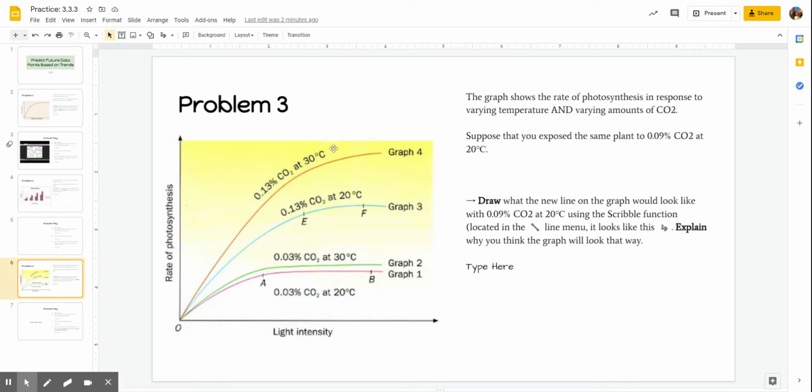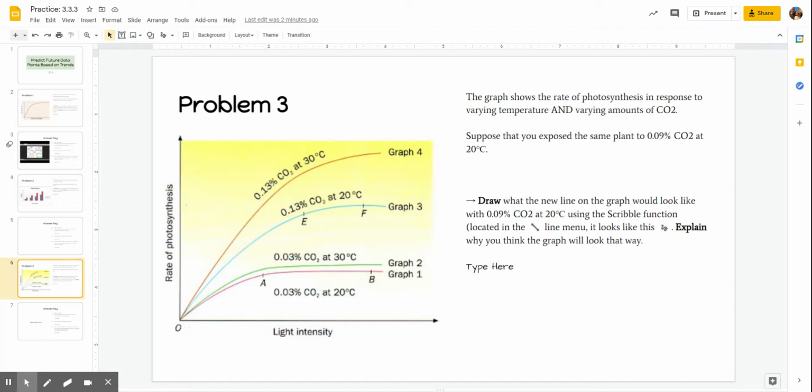Okay, so on our graph, it looks like we have 0.03% carbon dioxide at 20 degrees Celsius and at 30 degrees Celsius. It does look like when it was at a warmer temperature, 30 degrees Celsius, it was a bit higher. And then when they increased the carbon dioxide to 0.13%, it looks like that had a big increase on how much photosynthesis happened. And it also, again, looks like the warmer temperature had the most.